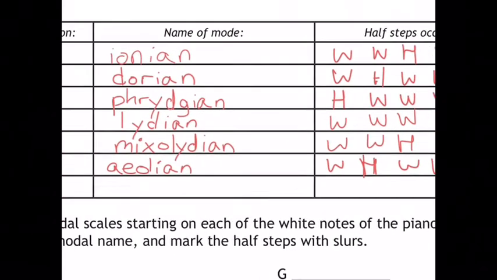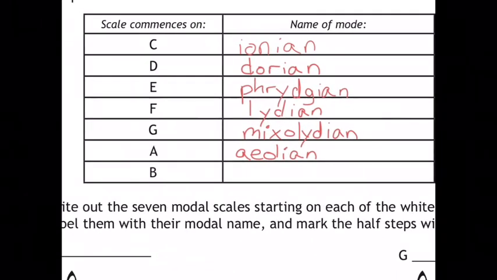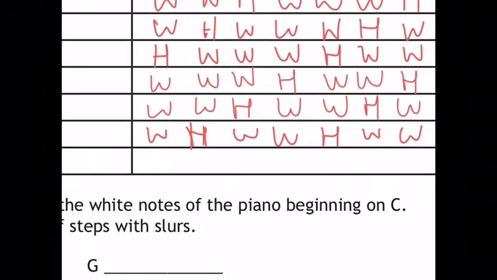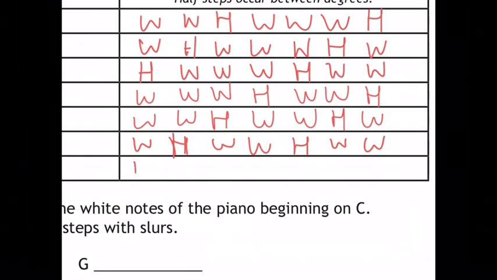And then finally, the one that sounds the weirdest, the one that's built on scale degree 7, is called Locrian. Okay, and to know the pattern that's there, again, move everything to the left. We start with a half step, whole, whole, half step, whole, whole, and whole.